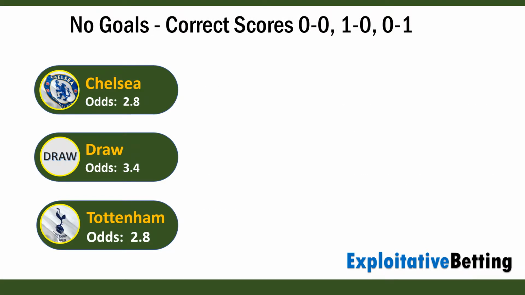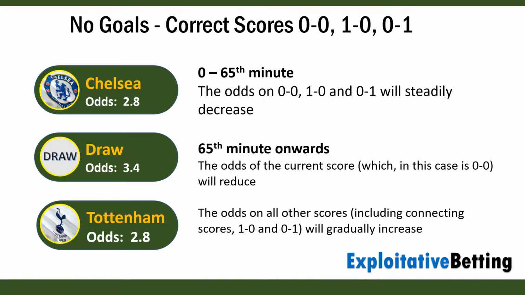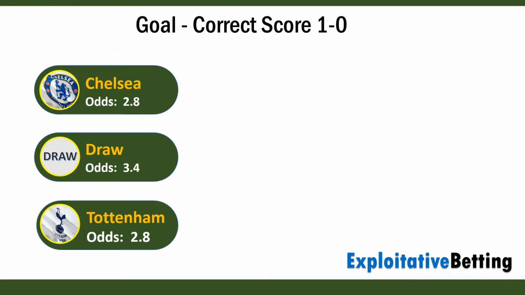So, no goals are scored. From the beginning of the match, the odds of 0-0, 1-0 and 0-1 will steadily decrease. This gradual reduction in the odds will last until around the 65th minute of the game. From approximately the 65th minute, the odds of the current score, which in this case is 0-0, will reduce, while the odds of all the other scores, including the connecting scores 1-0 and 0-1, will gradually increase. So let's look at what happens when a goal is scored.